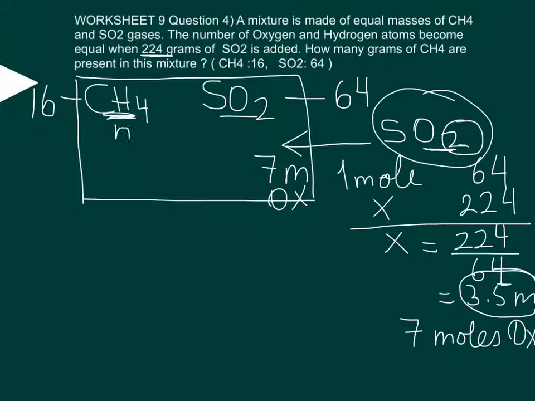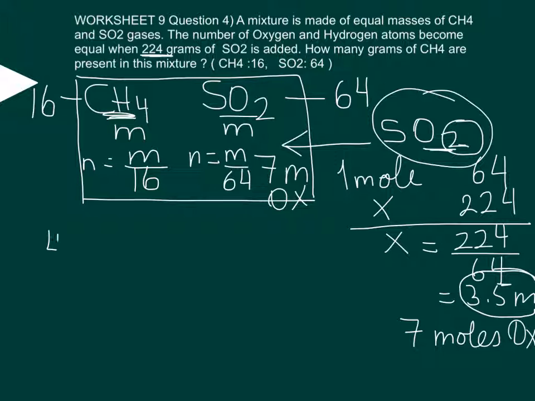Because the masses of methane and sulfur dioxide are equal, we can call them M and M. We know that the number of moles of methane is equal to the mass of methane over the molar mass of methane, which is 16. Also, the moles of sulfur dioxide is equal to M over 64, because the molar mass of sulfur dioxide is 64. Now, let's make the hydrogens equal to the oxygens inside the container.